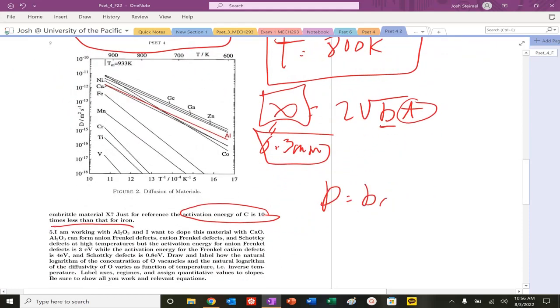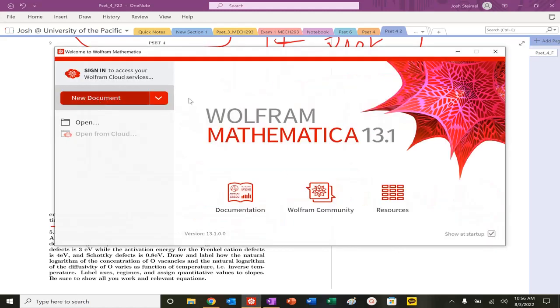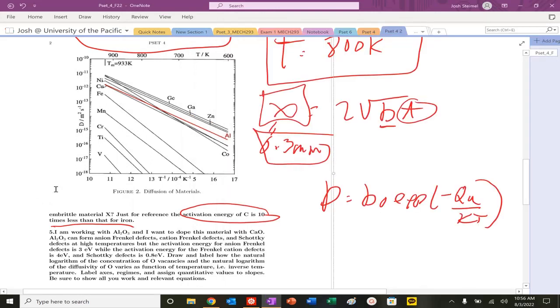But D is equal to D₀ exponential of minus Q_a over kT. k is going to be, again, our constant. We're told that the activation energy of C is 10 times less than that for iron. So let's figure out the activation energy for iron, and then we can make some assumptions. Let's say iron at 900 is 10⁻¹³ meters squared per second. And let's say at 800, not quite 800, let's go to 700.